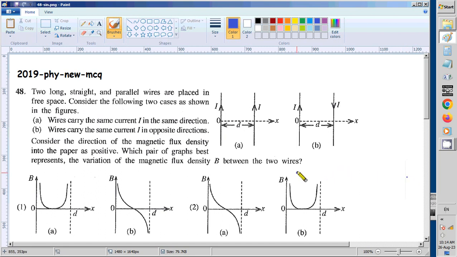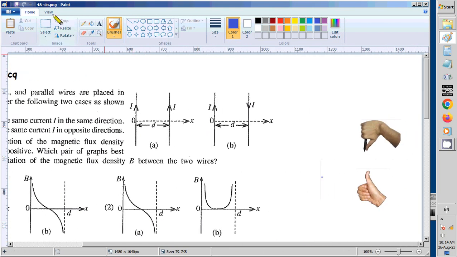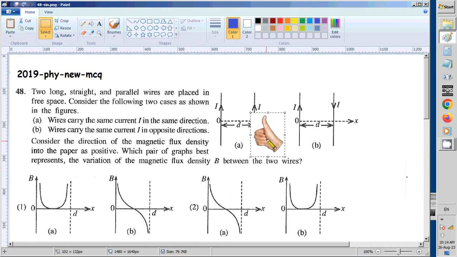So now let us focus our mind on the question. So now you know how to use your right hand to determine the direction of the magnetic field lines according to the current given. So here let us place our right hand so that the thumb is directed to the direction of current flow. In this way, the current flows upwards.